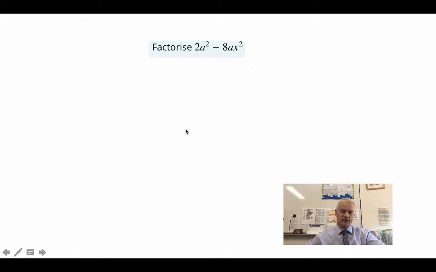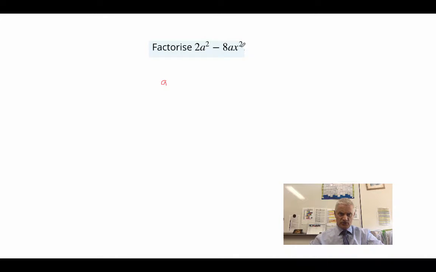It gets a little bit trickier. So we'll look at this one here. Factorise 2a squared minus 8ax squared. Well, what have we got in common in both? There's an a there and there's an a squared there. So I'm going to say a is a common factor. I'm just going to write it down. Looks like x there. Oh, but there's no x's there. So no x's involved in the common factor.